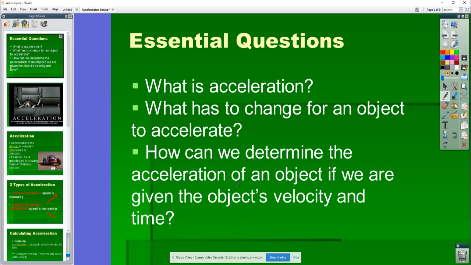Hello, everyone, and welcome back. Today we are going to be talking about the next subject in our chapter of kinematics, and that is acceleration.